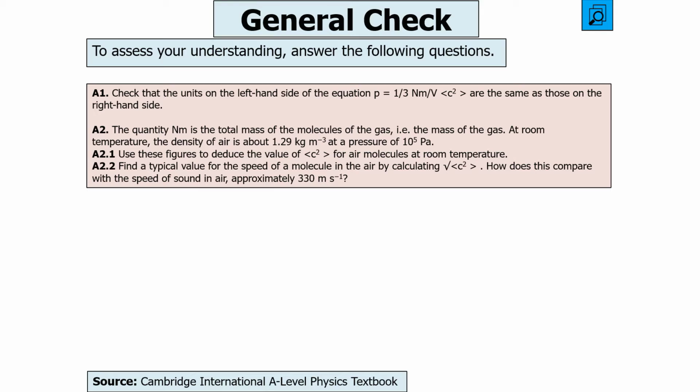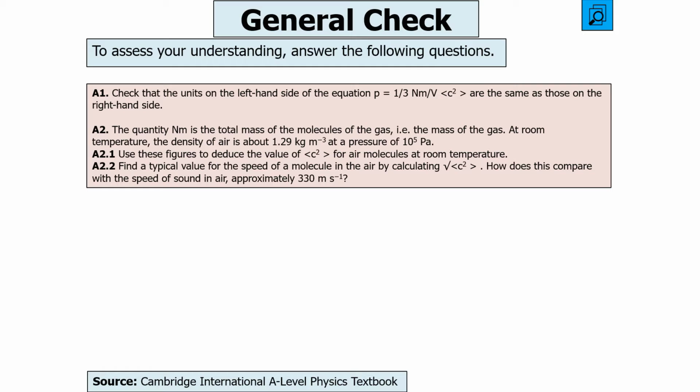In the next question it says, check that the units on the left hand side of the equation, P equals a third, Nm over V times C squared, are the same as those on the right hand side. Then the quantity Nm is the total mass of the molecules of the gas. So the mass of the gas.